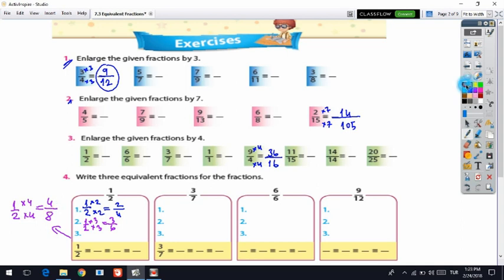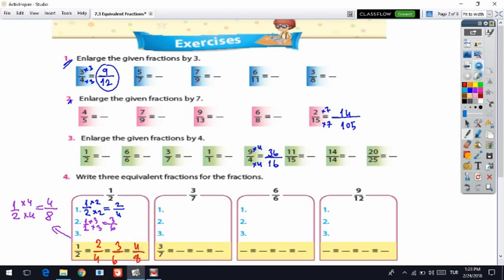Okay, everybody, now let's write which fractions are equivalent to them. First, 1/2 is equivalent to 2/4, which is equivalent to 3/6, which is equivalent to 4/8.